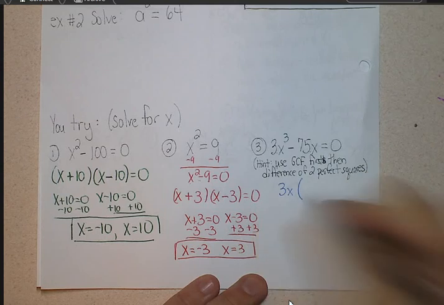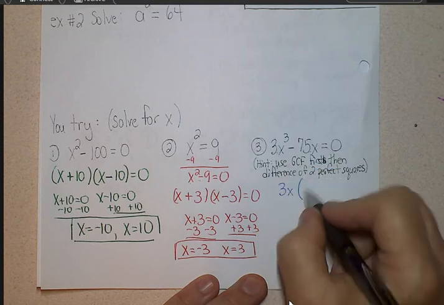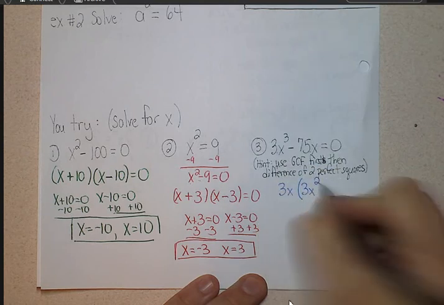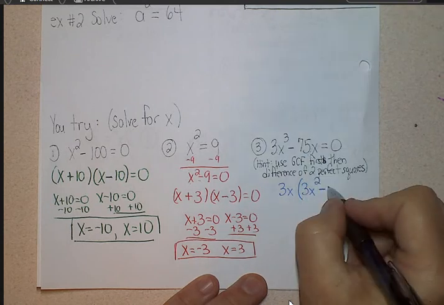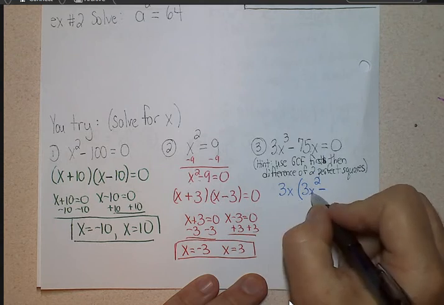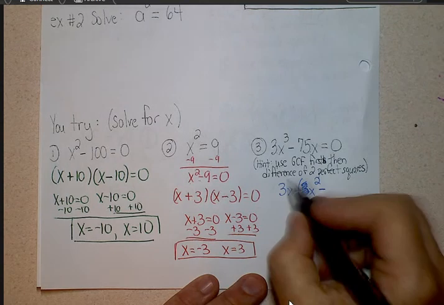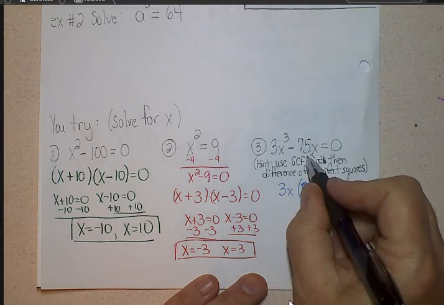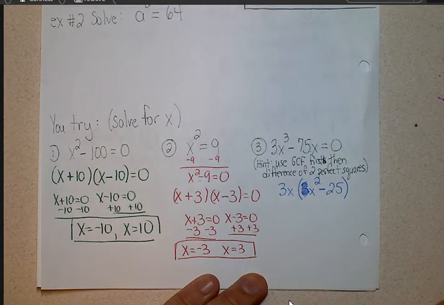What's left is going to be, if I take a 3x out of here, what do I multiply 3x by to get 3x cubed? That'll be 3x squared, minus, what do we multiply 3x by to get 75x? Oops, sorry, my fault. What do we multiply 3x by to get 3x cubed? It's going to be x squared, my fault. And then what do we multiply 3x by to get 75x? That's going to be 25. And then that's set equal to 0.